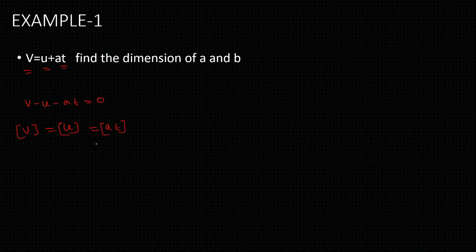Clear? Okay, so from this equation we can say dimension of V will be equals to dimension of U will be equals to dimension of AT. Clear? Because it will satisfy the principle of homogeneity, right? Okay, clear? So from this equation we can say one thing, what will be the dimension of V? The dimension of V will be dimension of AT, right?